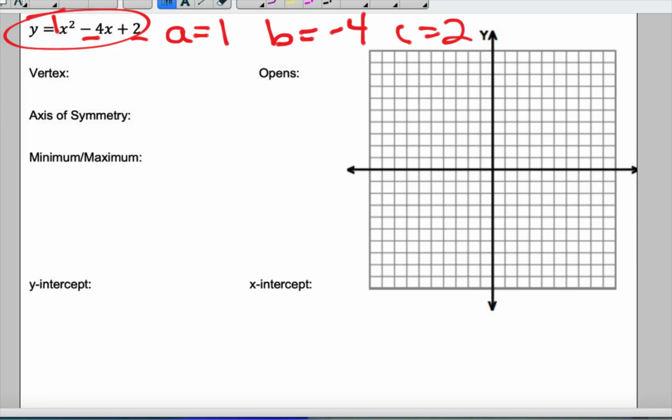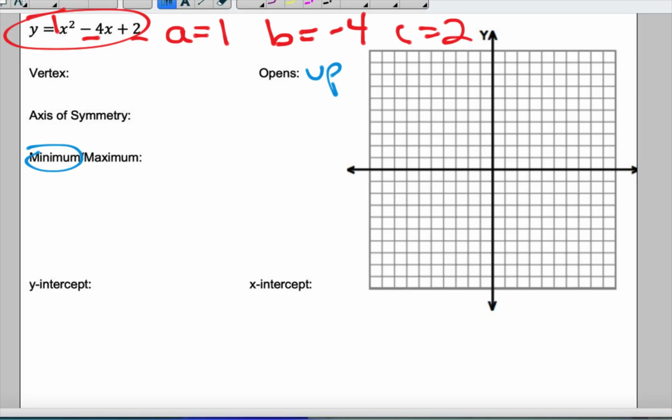So up to you. If you can just get it from looking at it, you don't have to write them down separately. But the a value is positive, so it definitely opens up. Right? I can answer that pretty quickly. Since it opens up, I'm going to have a minimum value for the vertex. I just don't know what the value is yet because I don't know what the vertex is.